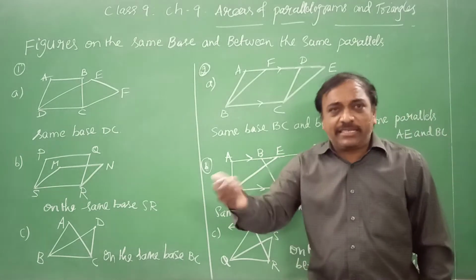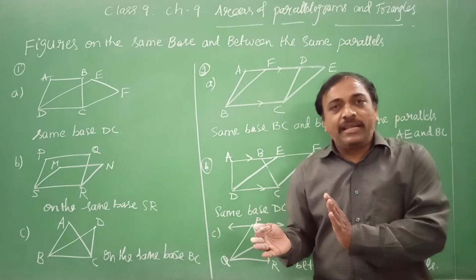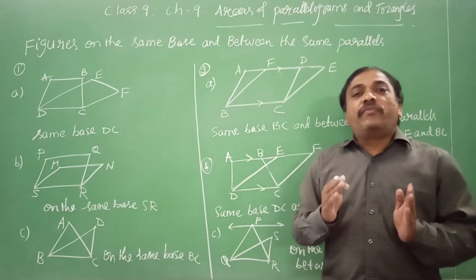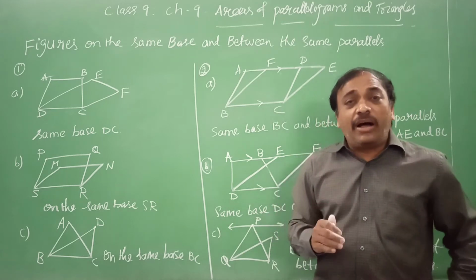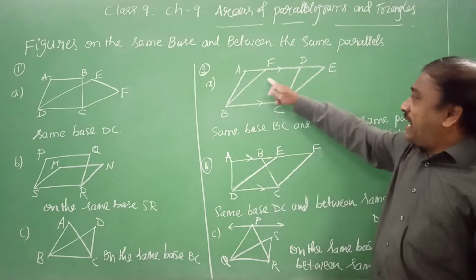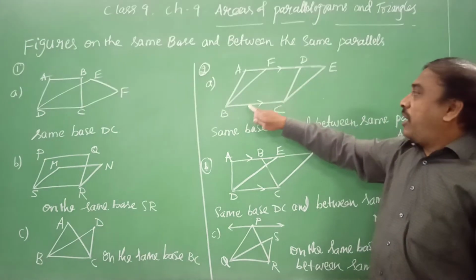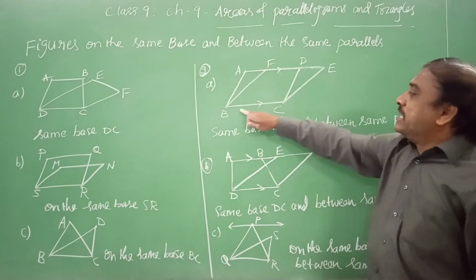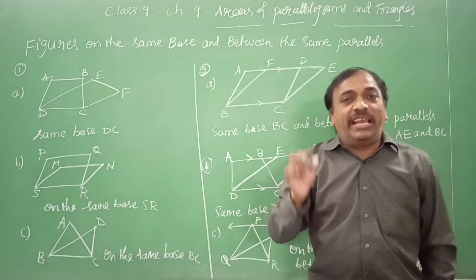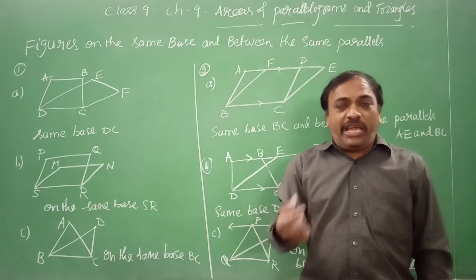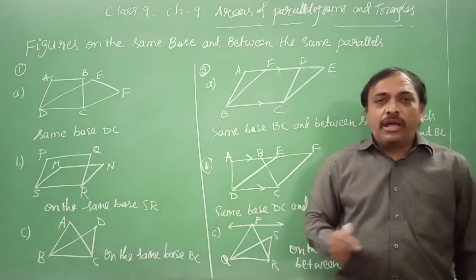That we are going to discuss next: the parallelograms which have the same base and lie between the same parallels will have equal areas. So parallelogram ABCD and parallelogram BCEF are on the same base BC and lie between the same parallels BC and AE. Therefore, they both will have equal area. How they have equal area, we will discuss later.